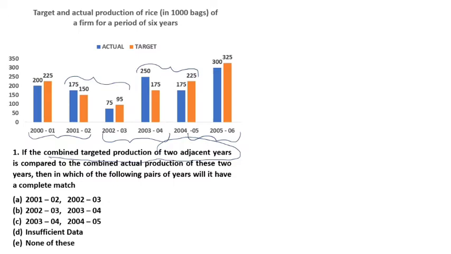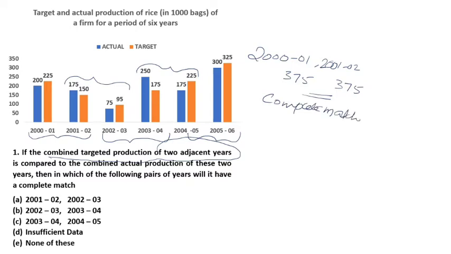In 2000-2001 and 2001-2002, the actual production, the blue column, is 200 plus 175, which gives 375, and the target is 225 and 150, which also gives 375. So in the first pair of years itself, we have a perfect match, a complete match.